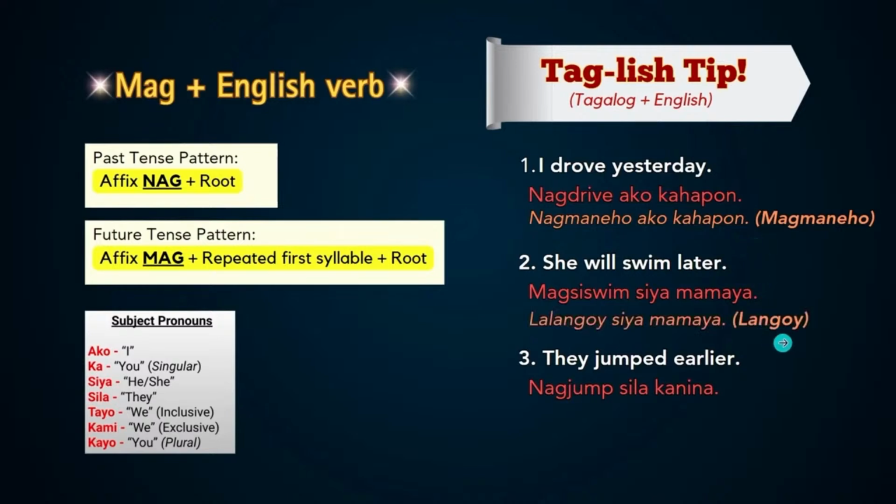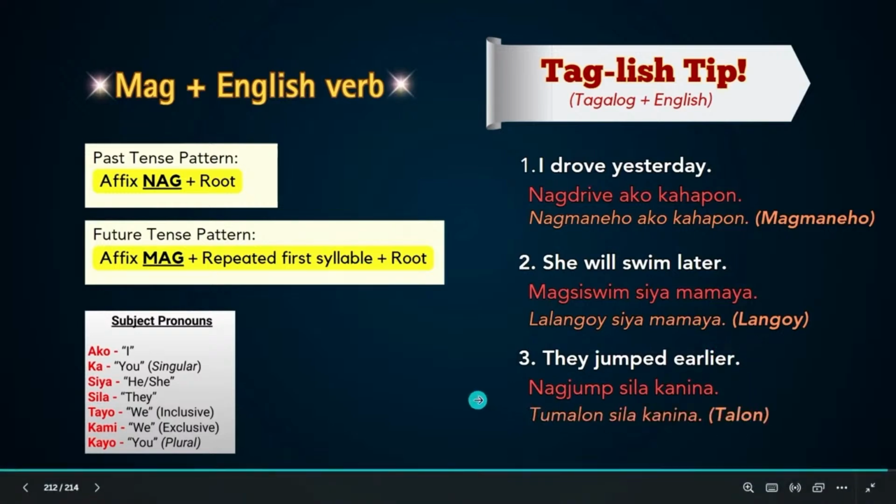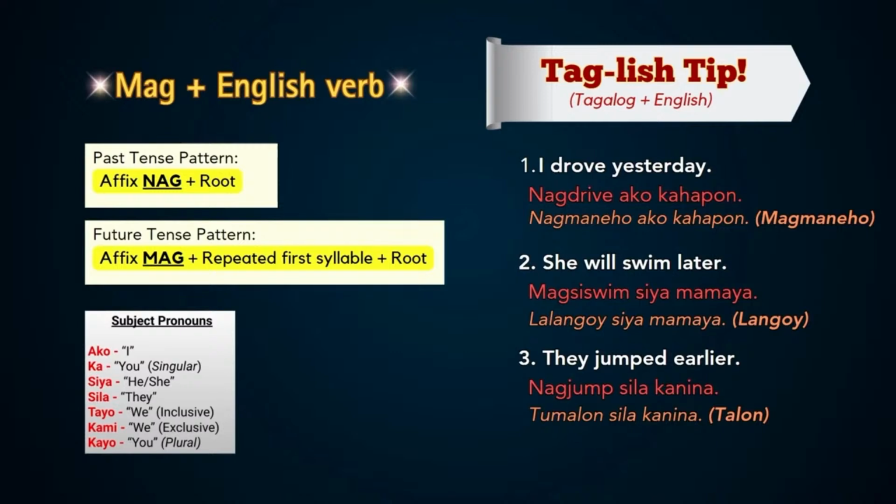To swim is langoy. So this would be lalangoy siya mamaya. Langoy is an verb. So lalangoy siya mamaya. And then lastly, talon. Talon means to jump. So tumalon sila kanina. It's also an verb. So those are just some ways to use Taglish in a conversation.